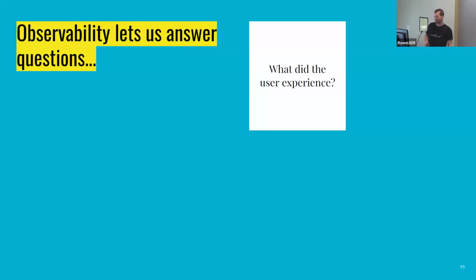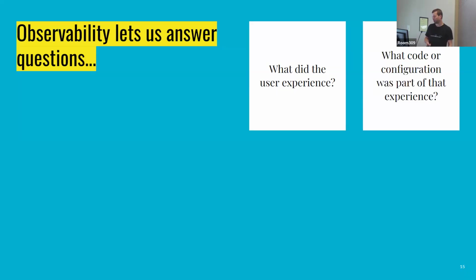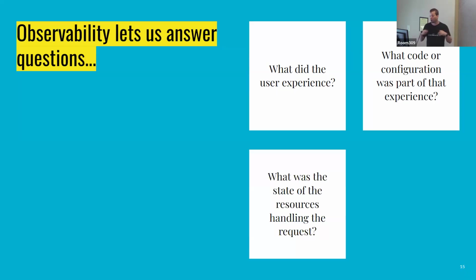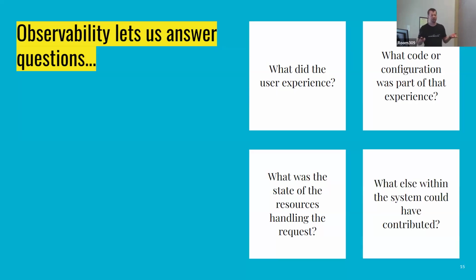We need to be able to answer these types of questions, right? What did the user experience when they were interacting with my application? What code or configuration do I own, or does my team own, that was part of that experience? What was the state of the resources, the infrastructure handling that request? Where was it running? And what else within the system could have contributed? We're not dealing with single tenant systems, so we need to know when there's a bad neighbor or when there's resource contention that might be causing our application to behave in unexpected ways.